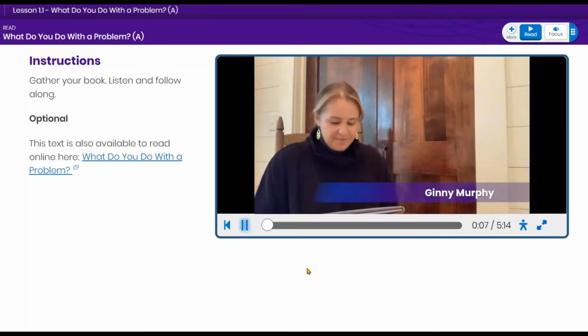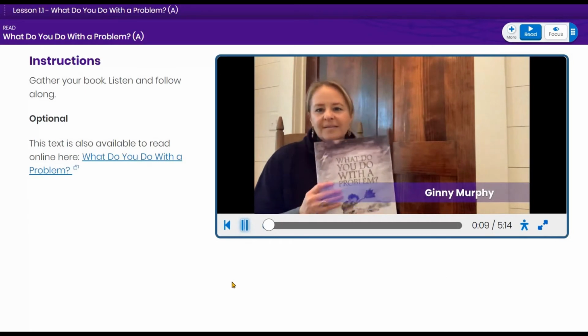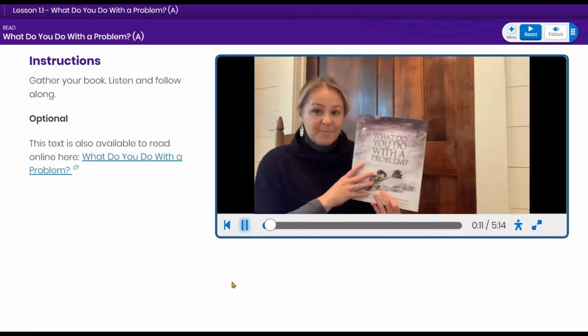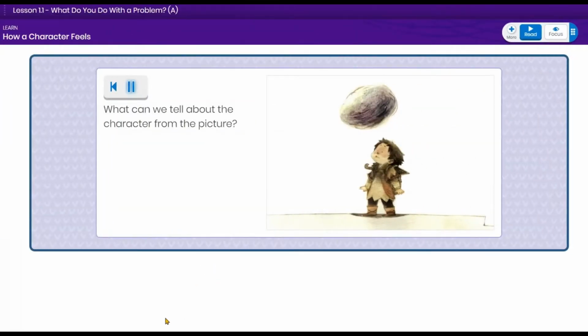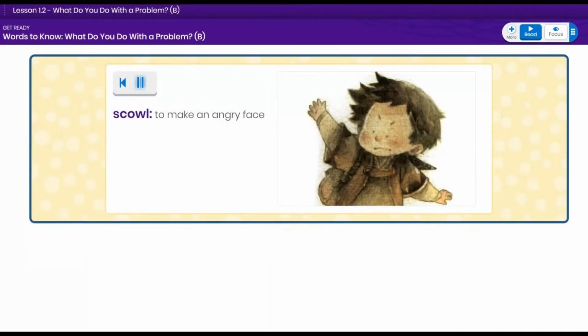Today we're going to be reading, What do you do with a problem? What can we tell about the character from the picture? We cannot tell very much. We cannot tell if the scowl means to make an angry face. You might scowl at people when they do or say something that makes you feel angry.